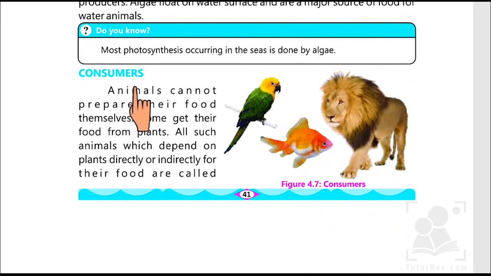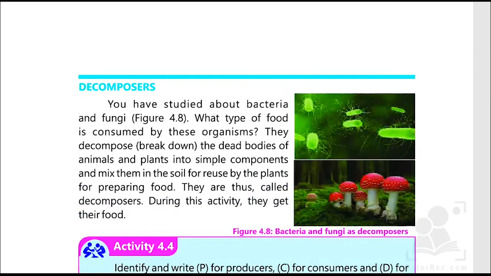Consumers. Animals cannot prepare their food themselves. Some get their food from plants. All such animals which depend on plants directly or indirectly for their food are called consumers.